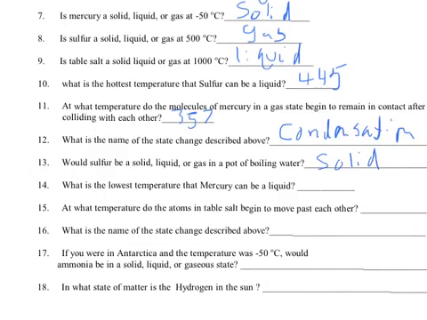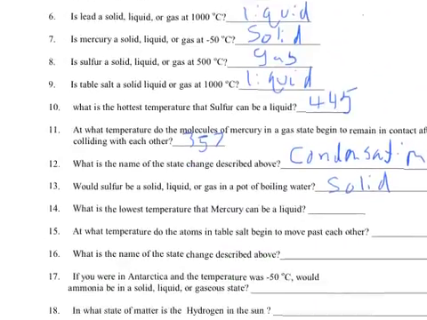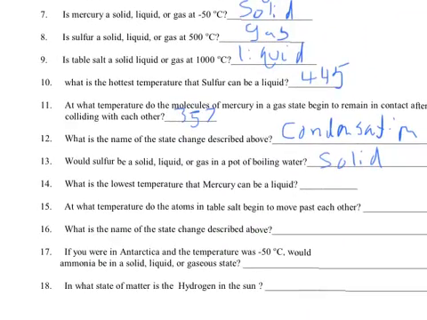What is the lowest temperature that mercury can be a liquid? Well, let's go take a look. Here is mercury. Here's where it's a liquid. It can be liquid until it gets to the melting point. So the lowest temperature it can be liquid is -39. Okay.